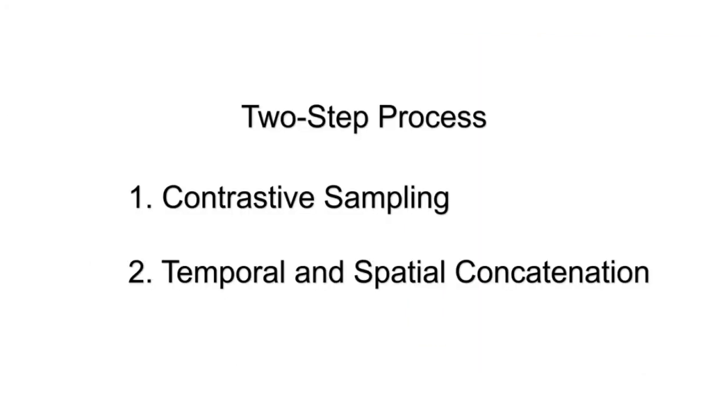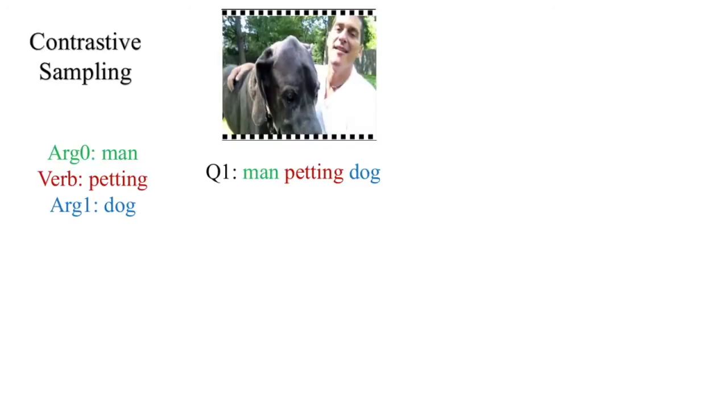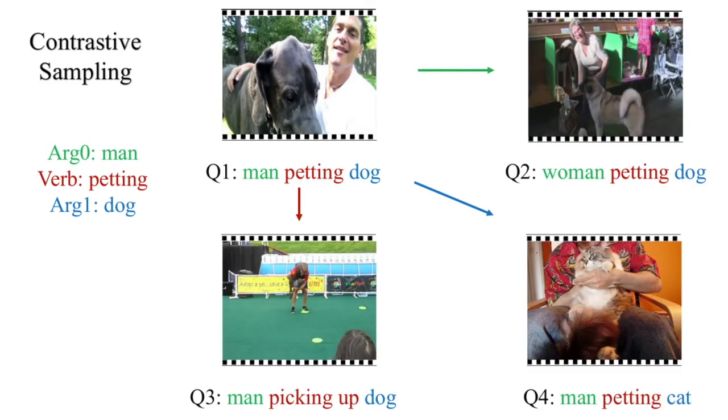To elevate the role of object relations, we propose two steps. First step is contrastive sampling, where for a queried description such as man petting a dog, we retrieve new videos from the dataset having the same semantic role structure, arg0, verb, arg1, but one role is realized by a different noun or a verb. In this example, we get three contrastive samples: woman petting a dog, man picking up a dog, and man petting cat.